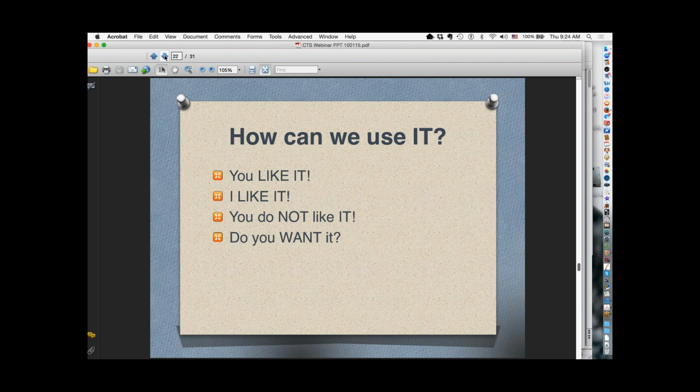So how can we use it? We can talk about, oh, you're laughing, you like it. You say, I like it too. We're eating chocolate, I like it. We can model, you do not like it, you're pushing it away. Or we can ask, do you want it? That kind of thing.